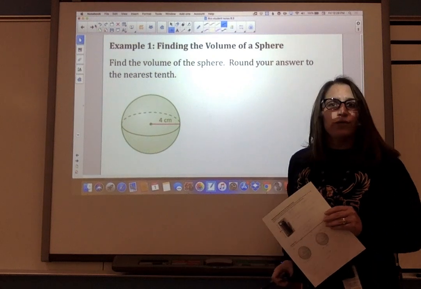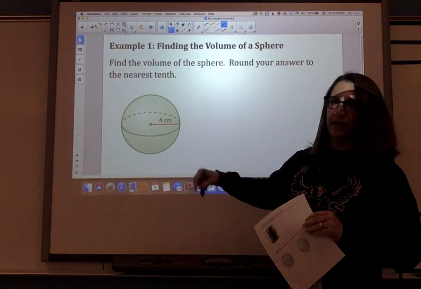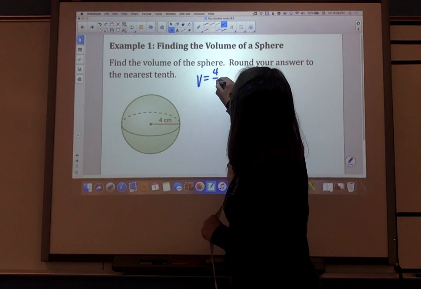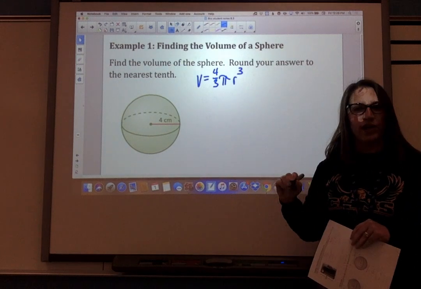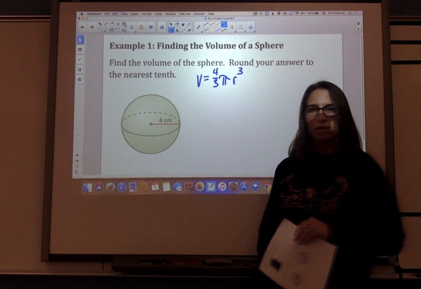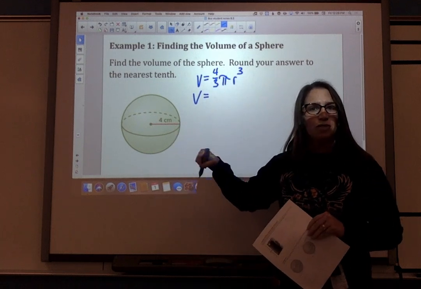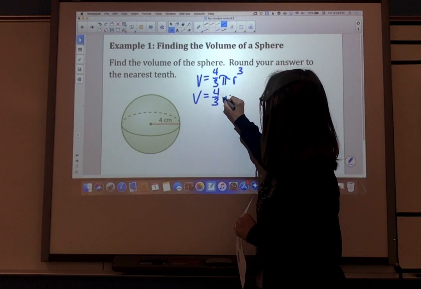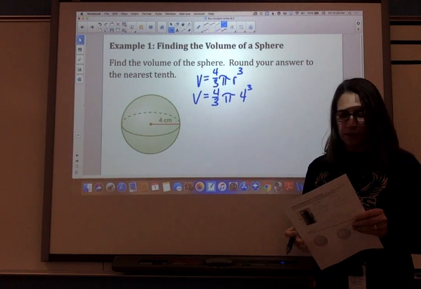So we're going to use our formula that we just said to find the volume of this sphere with a radius of 4 centimeters. We're always going to start with our equation, 4/3 pi r cubed. And then we're going to substitute 4 for the radius. So 4/3 times pi times 4 cubed.